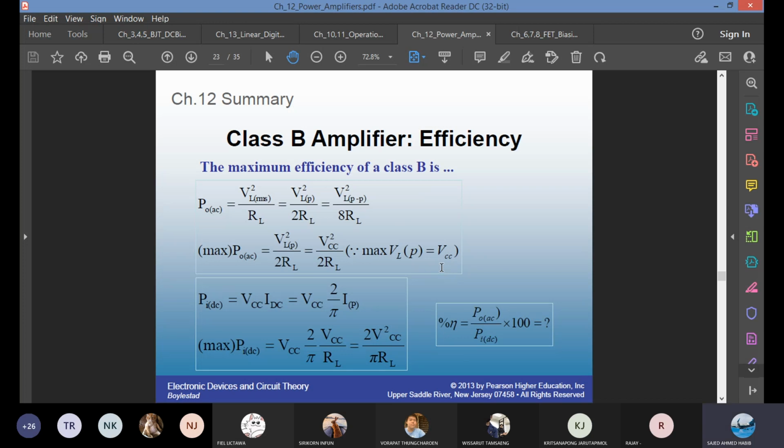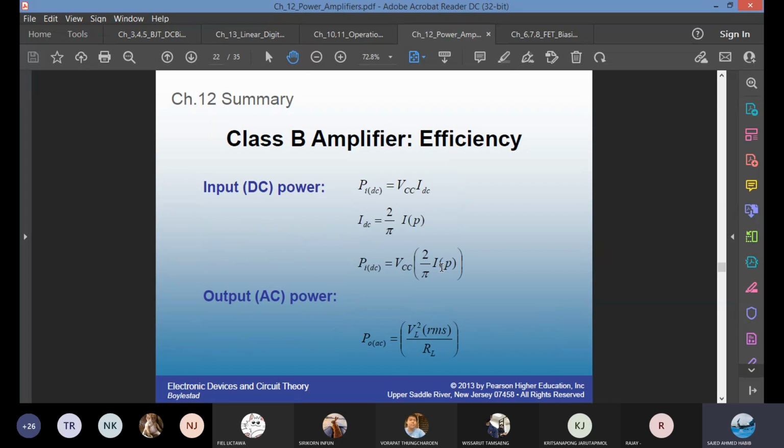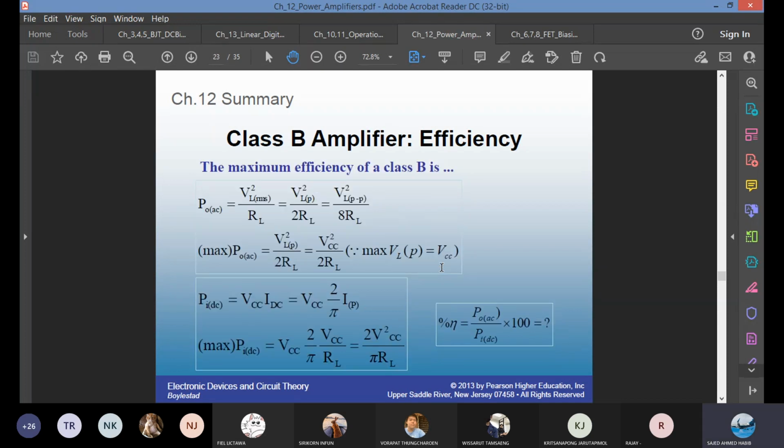So if your question is not about maximum efficiency, or even if it is about maximum efficiency, it is safer to use the regular expression. Because if you use the regular expression, later on you can convert to the maximum one. But if you start with the maximum efficiency expression, and the problem is not about maximum, your answer will be wrong.